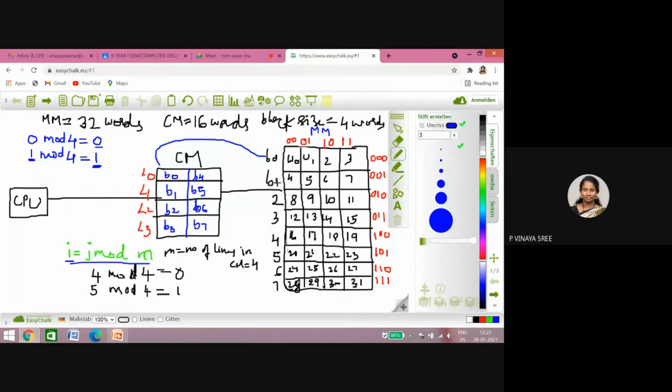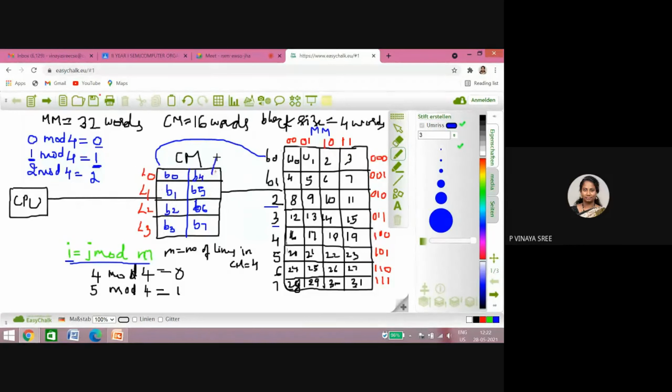So block 1, which is in the main memory, has to be placed in line number 1. If you go for the second block, 2 mod 4, you will be getting 2. That indicates that block 2 has to be placed in line number 2. Similarly, 3 mod 4, you will be getting 3, so block 3 has to be placed in line number 3. Based on this formula, I have written this. So if you substitute, you will be getting B0, B1, B2, B3 and B4.